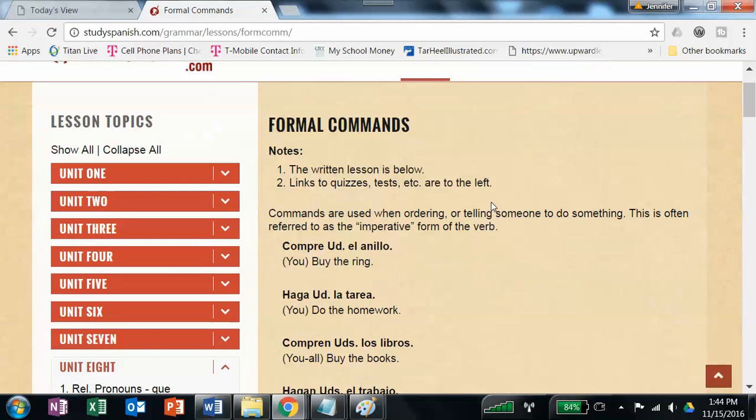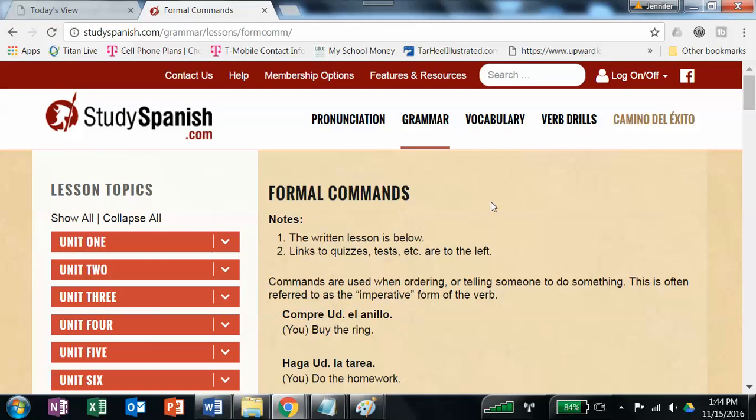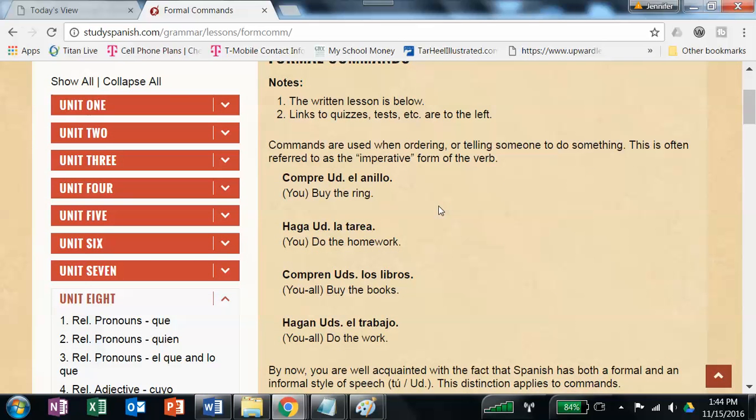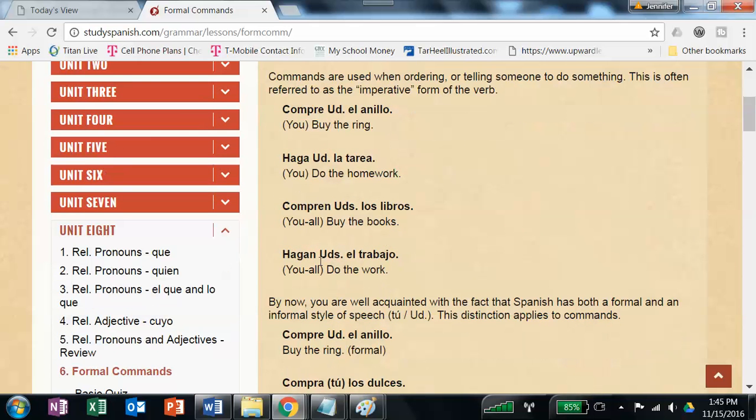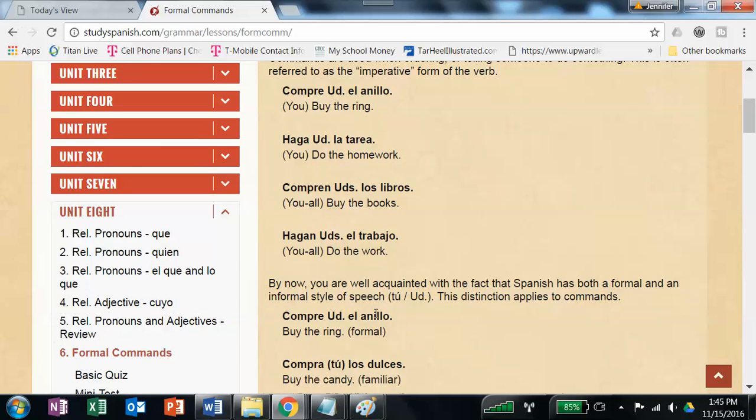Okay, so here are a couple of other lessons outside your book that start with the formal commands. These are the usted commands. Commands are used when ordering or telling someone to do something. This is often referred to as the imperative form of the verb. So when someone says form the imperative, they're also saying make a command. So, compre usted el anillo, buy the ring. Haga usted la tarea, do the homework. Compren ustedes los libros, buy the books. Hagan ustedes el trabajo, do the work.